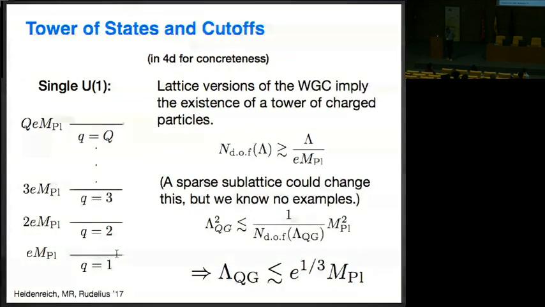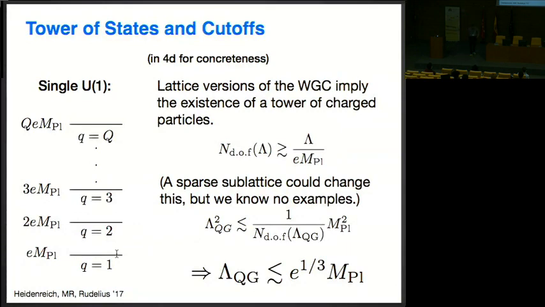Now, what Ben and Tom and I realized last year is that these UV cutoffs from the species bound are correlated in an interesting way with the weak gravity conjecture, and in particular with the lattice weak gravity conjecture. So in particular, let's talk about a U(1) gauge theory in 4 dimensions, to be concrete. What the lattice weak gravity conjecture leads us to expect is a particle of charge 1 below the scale e times m Planck, a particle of charge 2 below the scale 2e times m Planck, and so on.